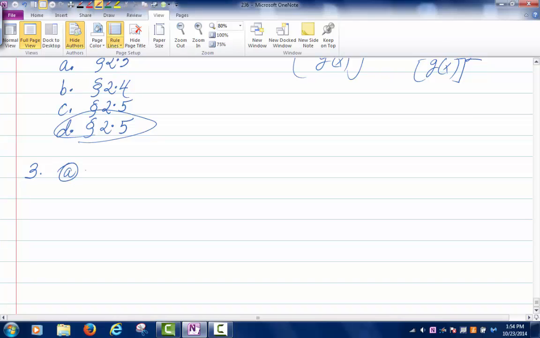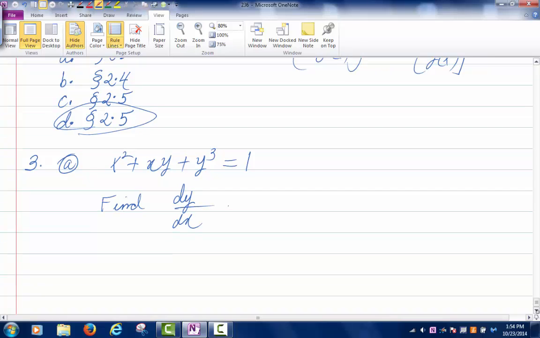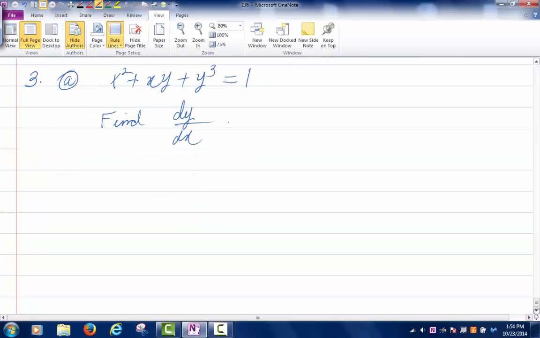3a. You will be given an equation something like x squared plus xy plus y cubed equals 1, and you'll be asked to find dy dx from this equation. And so this is the implicit differentiation, right? This is which section? 2.6.